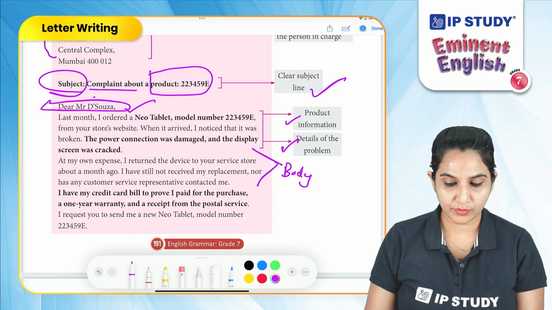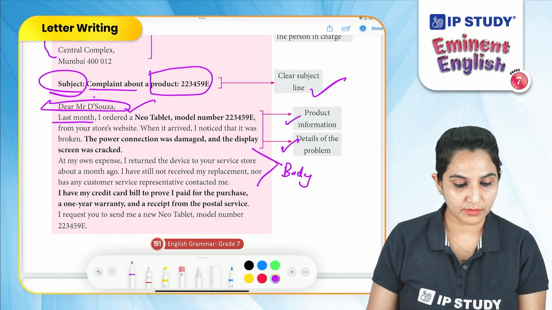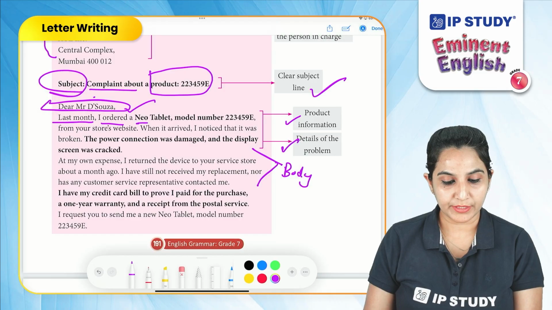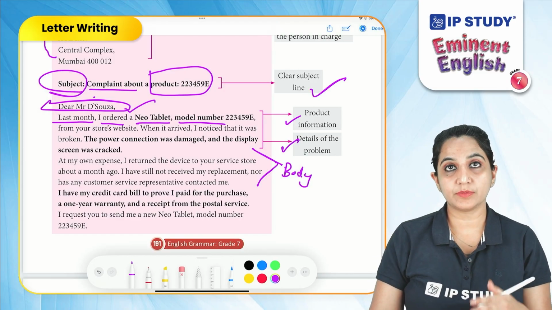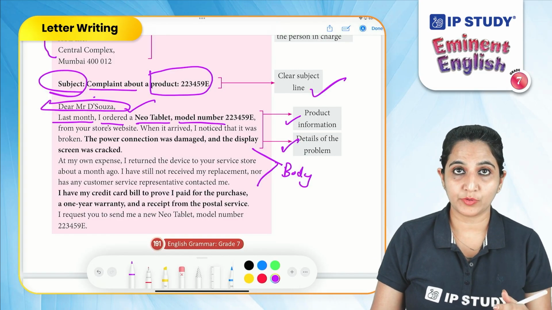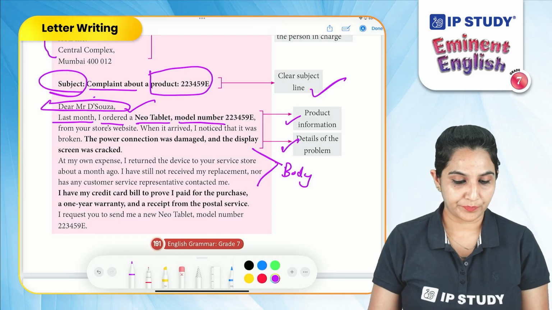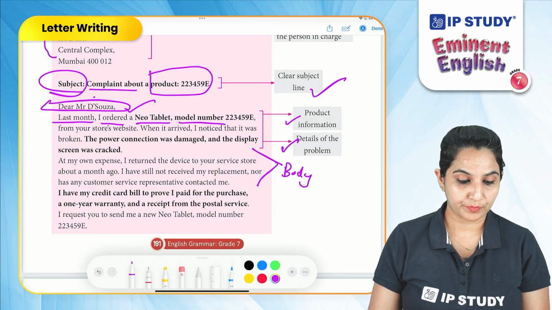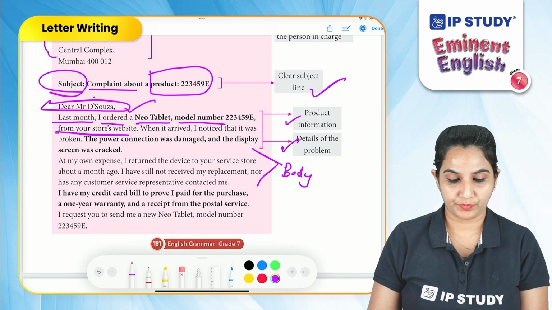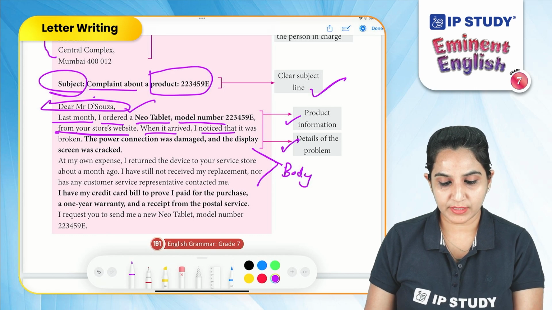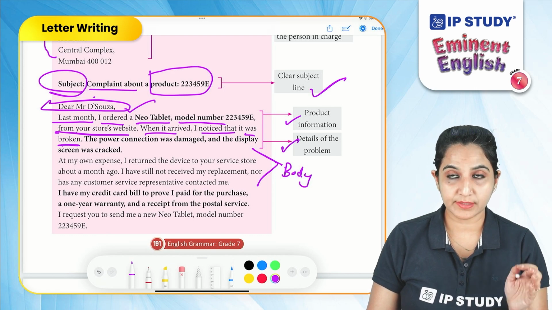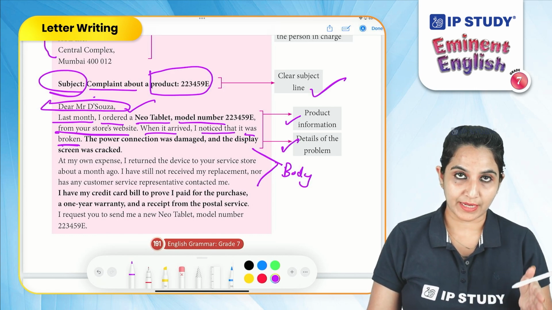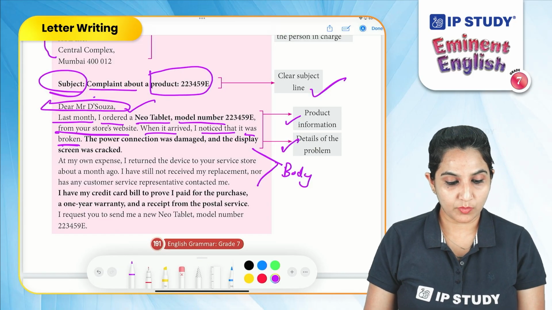So you start with the product information. Last month, I ordered a new tablet, model number this. So this is the product information. So we concisely know what you are writing in the letter, or what you are talking about. From your store's website. When it arrived, I noticed that it was broken. So here is the problem. The problem is that the tablet was broken. Now what is the detail?